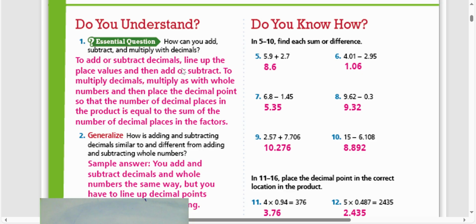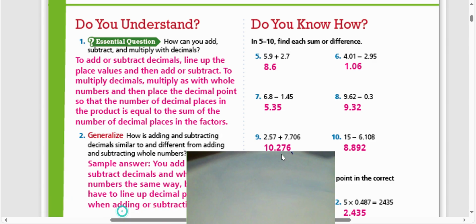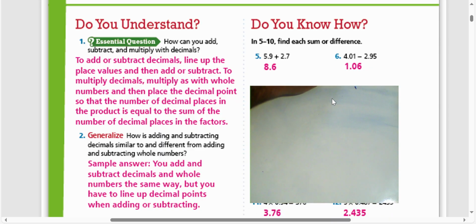To add or subtract, line up the place values and then add or subtract. To multiply decimals, multiply as with whole numbers and then place the decimal point so that the number of decimal places in the product is equal to the sum of the number of decimal places in the factors. Like this number, we can add together here. It's a very easy question.